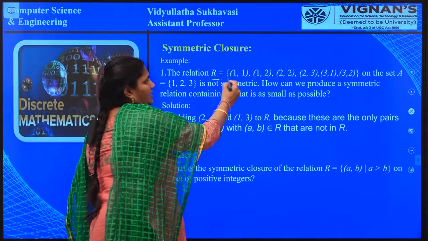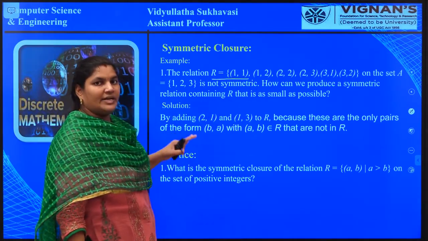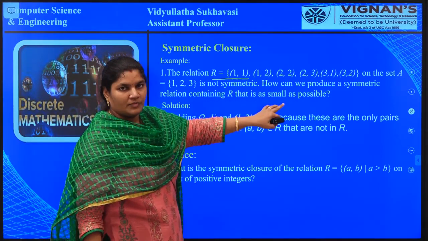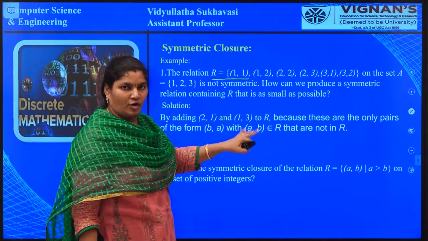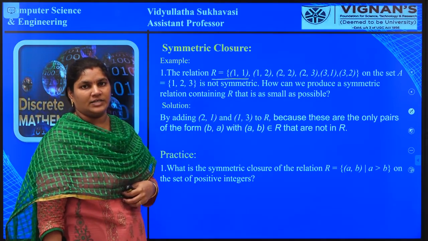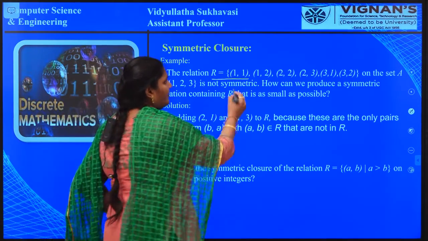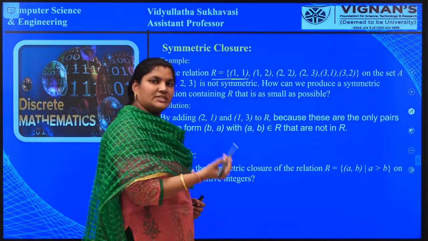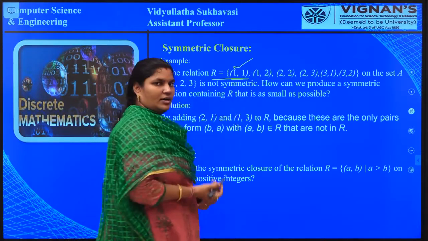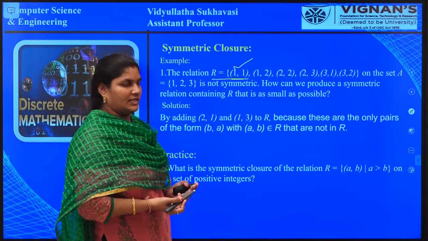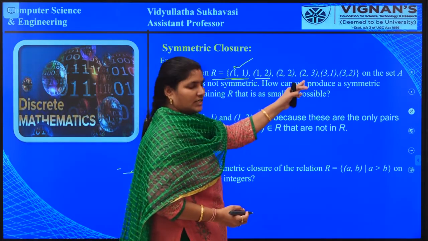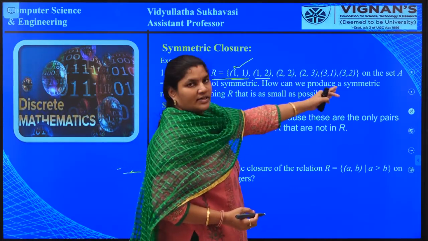Here an R is given, and we need to check whether all the ordered pairs have the B comma A form. If the B comma A ordered pair is not in this relation R, we need to add those ordered pairs in the relation R. See here 1 comma 1 is there. If we change it to B comma A also, it is the same form. So 1 comma 1 is already in the relation R, so we cannot change that. So next ordered pair is 1 comma 2. So check whether 2 comma 1 is present in the relation R. It is not in the relation R.